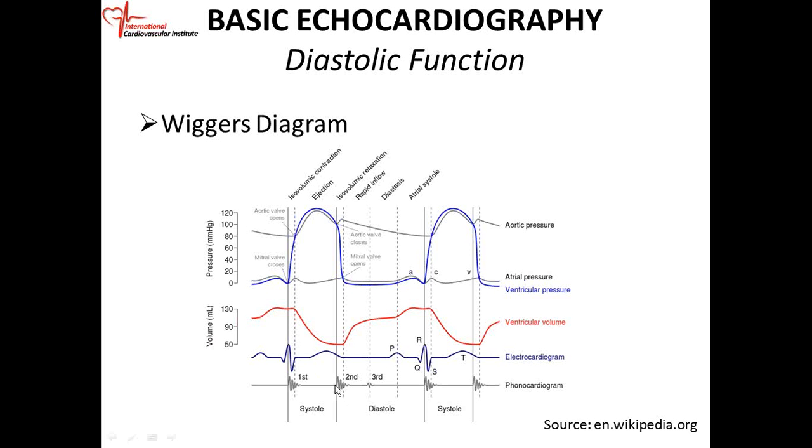Whenever you see S2, it is the closure of the aortic and the pulmonic valve. So if you were to measure the time interval between S1 and S2, it's systole, that's when the heart contracts. And the time interval between S2 and S1, okay, that's diastole, that's when the heart fills, okay?